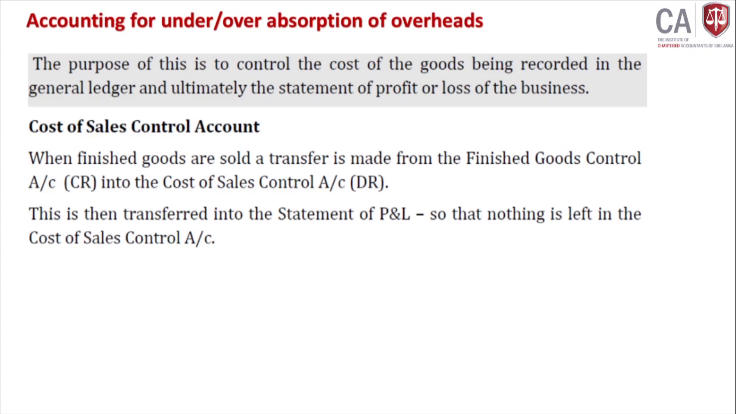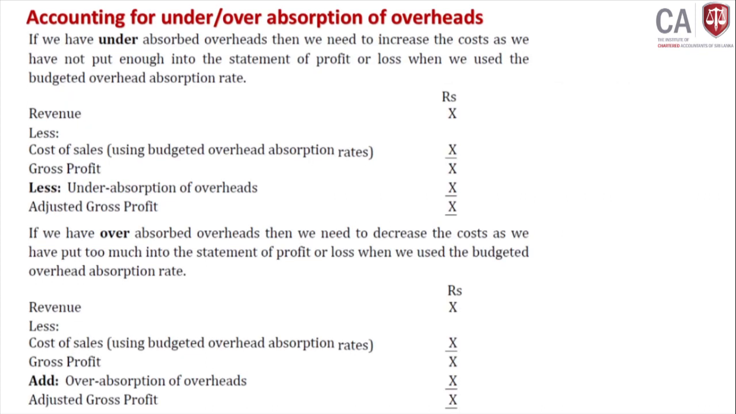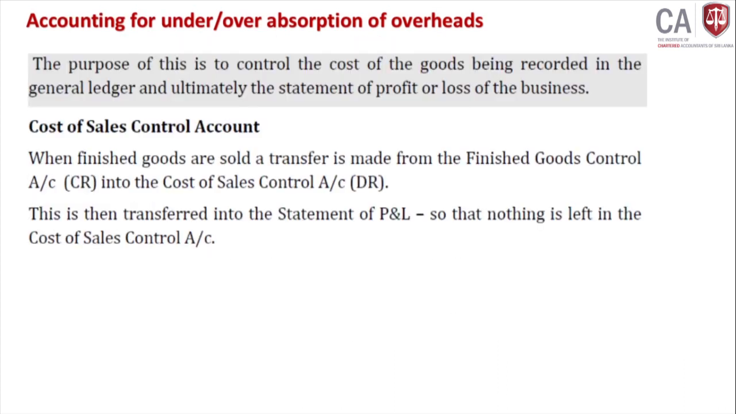a transfer is made: finished goods control account debit, cost of sales account debit. Then it is transferred into the statement of P&L so that nothing is left in the cost of sale account, right? Fine. So this is the format of under absorption P&L, right? How do you create it? But before we come to that, let me summarize the entire integrated accounting chapter like this.